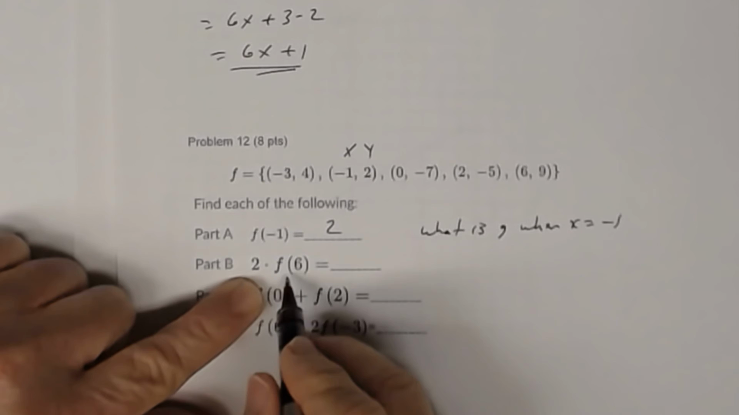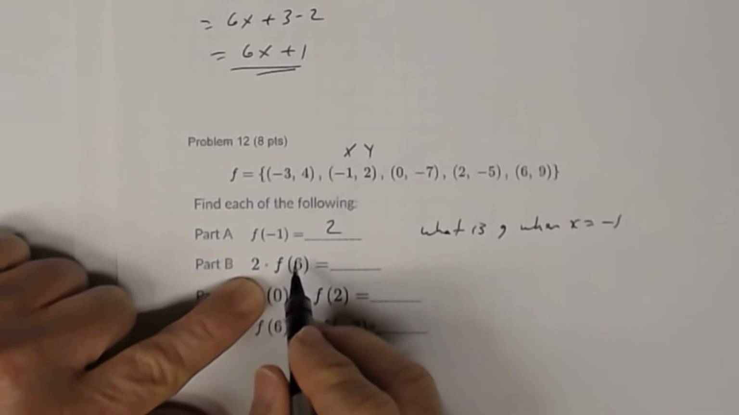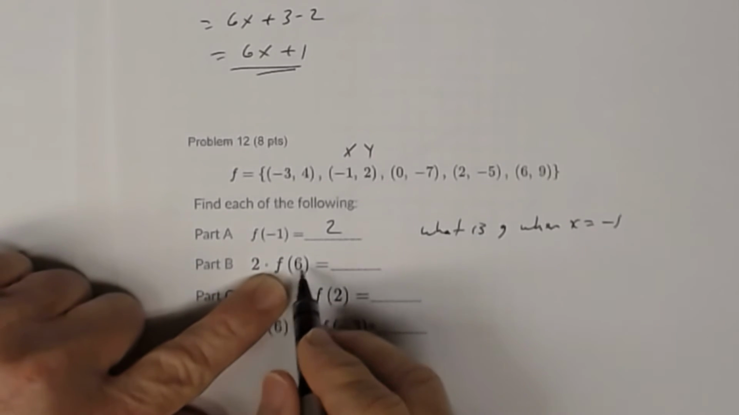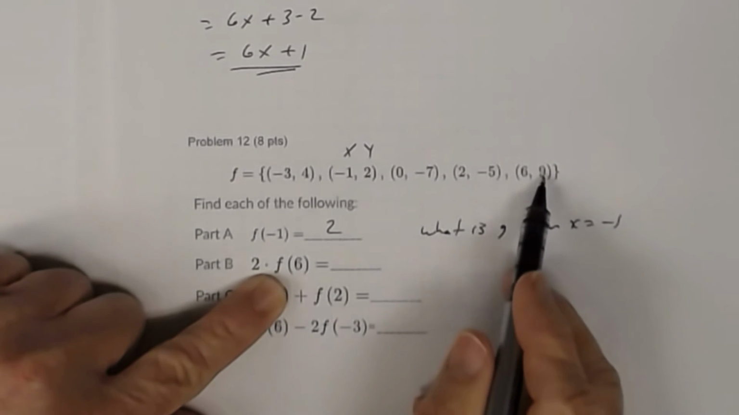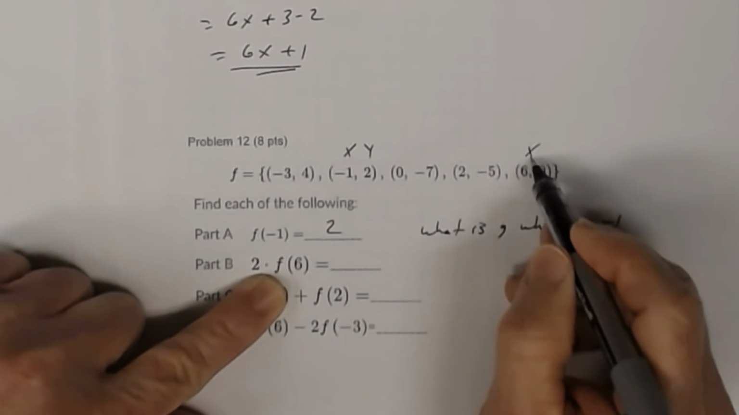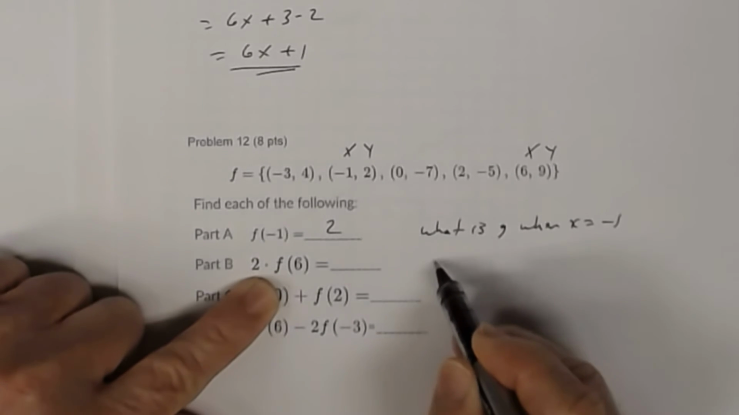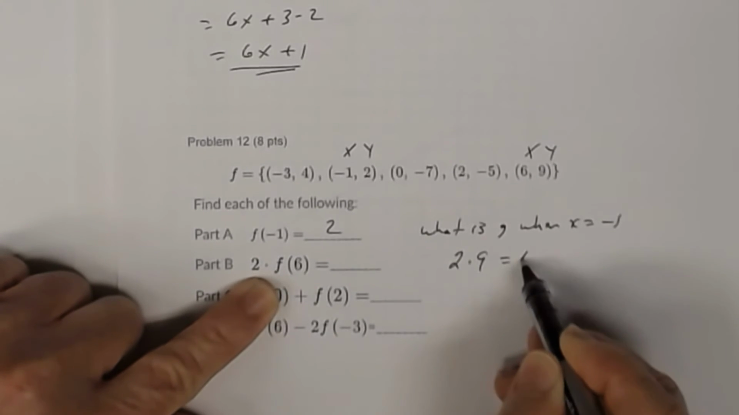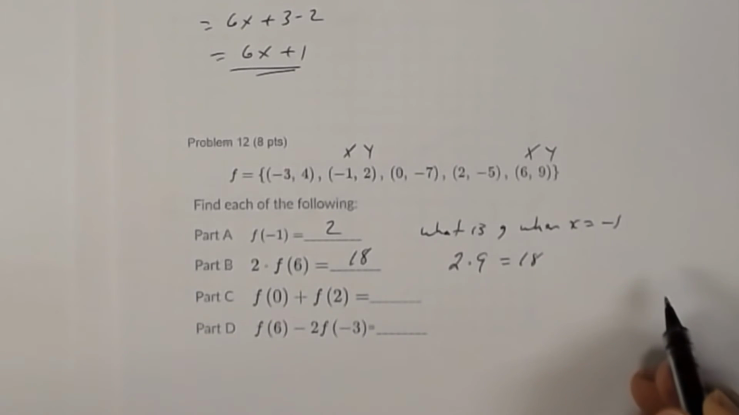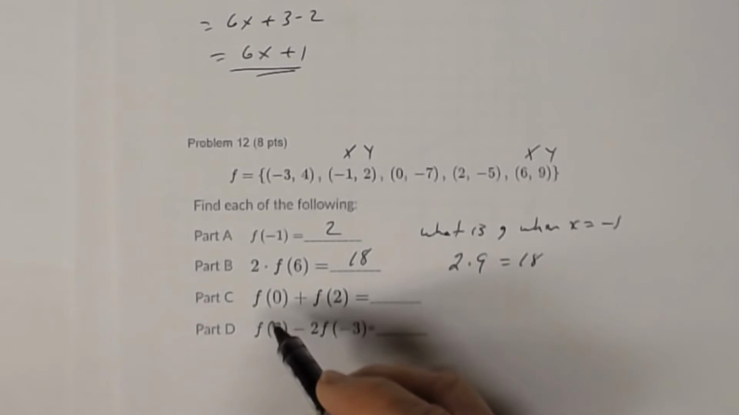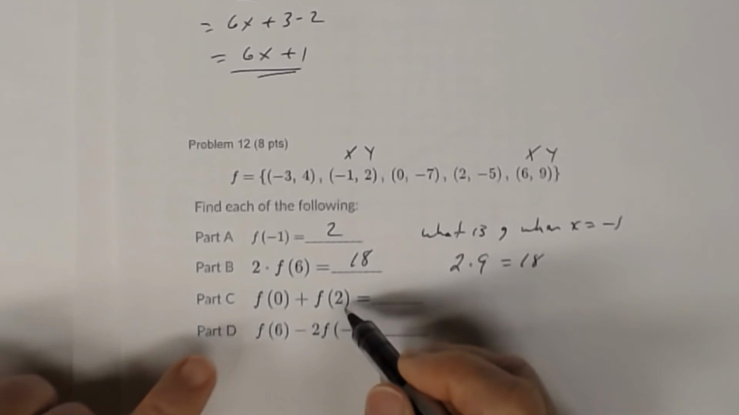This says, well, first of all, find f of 6. So again, f of 6 is what's the y value when x is 6? Well, when x is 6, your y value is 9. So there's x, there's y. So this becomes 2 times 9, which is 18. All right, so that's letter B. And then you continue on. So in part C, you have f of 0 plus f of 2.